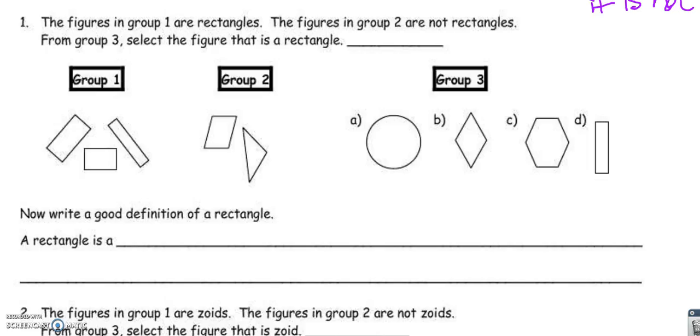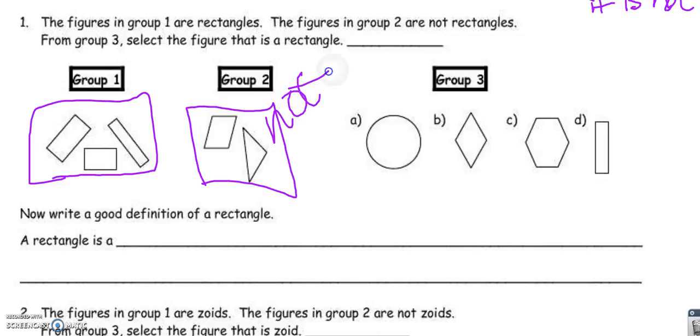Okay, so looking at number one, the figures in group one are rectangles. So if you look at this group, they're all rectangles. Now think about what a rectangle is, okay? The figures in group two are not rectangles. So look at those and see if you can tell maybe what they're not. From group three, select a figure that is a rectangle. You got to read carefully. Which one of these in group three would be a rectangle? A, B, C, or D? And your answer is D. Okay, this one is a rectangle.